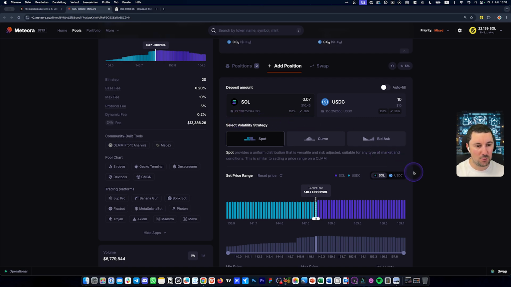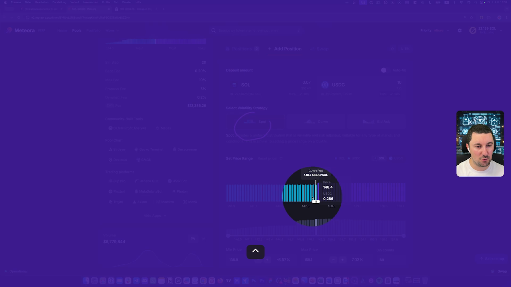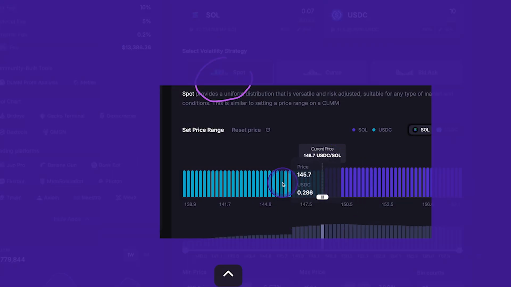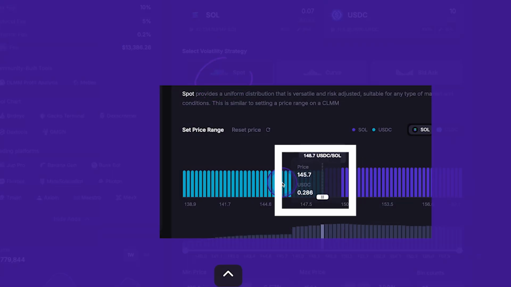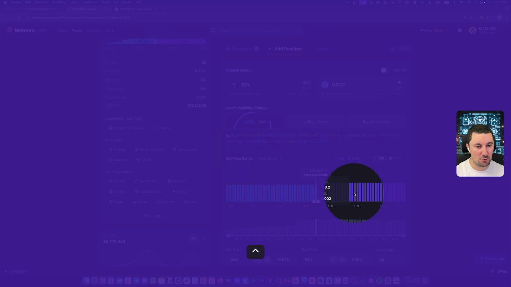So when we go here, we will see our bins, and the bins are distributed in the spot strategy evenly. When I zoom in, we will have our $10, and you see within the bins there will be evenly around 3 cents in each of the bins. So this will be evenly distributed, and with the SOL the same. An amount of SOL will be distributed within all of the bins evenly.